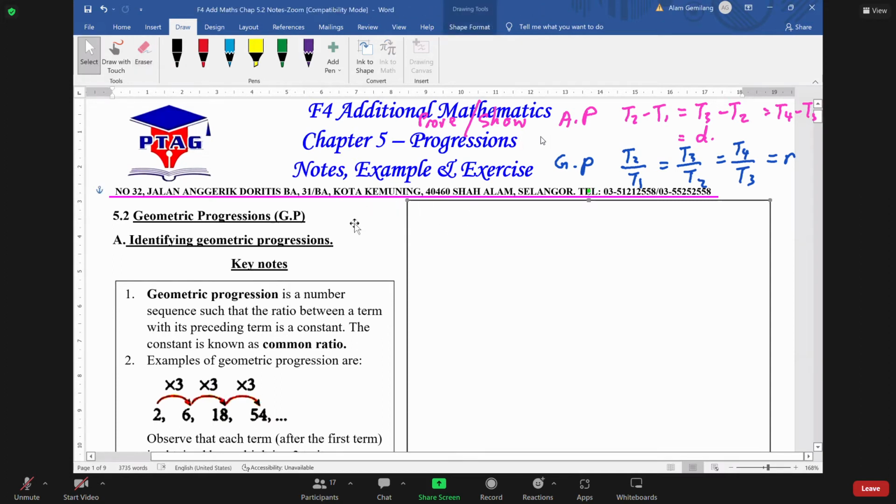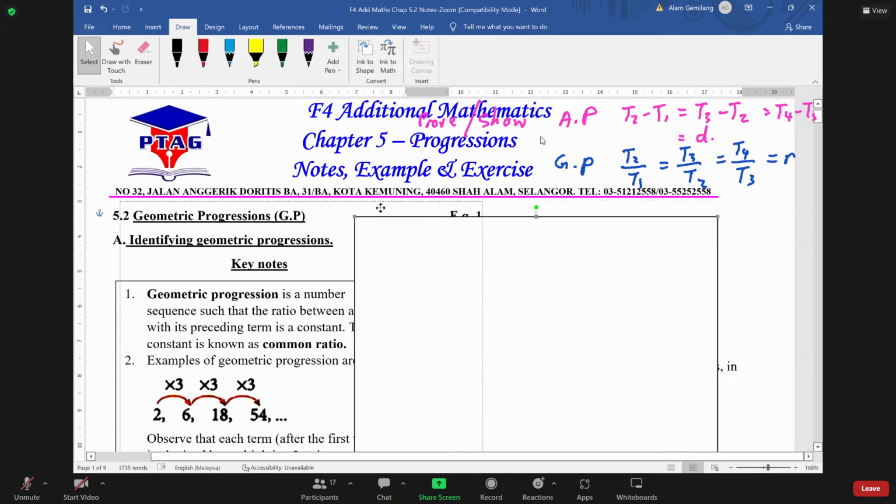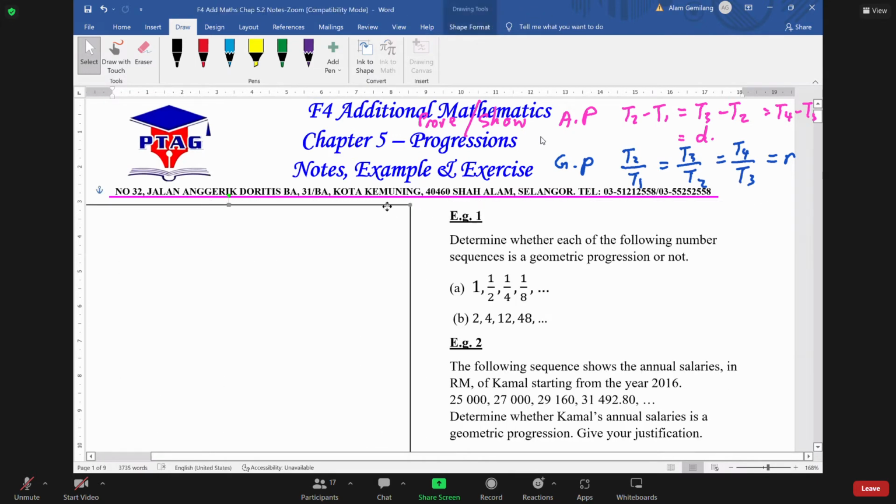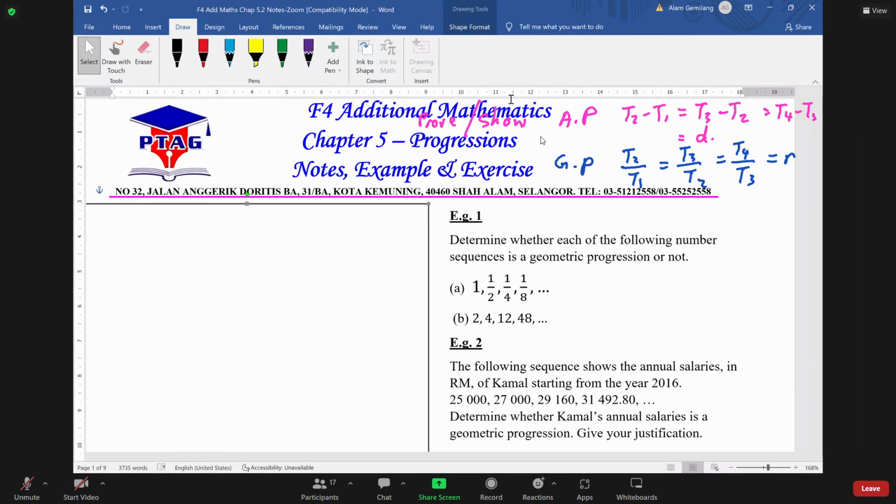Continue with example 1. Determine whether each of the following number sequences is a geometric progression or not. We'll go through this very fast, yes or no. For A, is it a GP? T2 divided by T1 is 1 over 2 divided by 1.